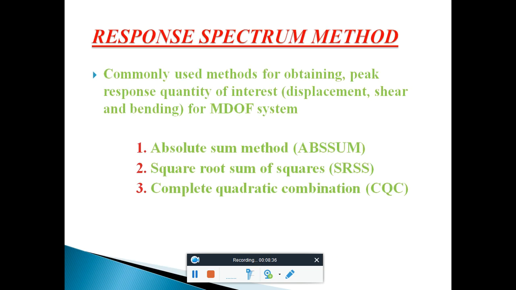In the response spectrum method there are 3 methods. Here you can see the commonly used methods for obtaining the peak response quantity of interest, that is displacement, shear and so on, in a building for a multiple degree of freedom system. There are 3 methods for calculating the peak response: the absolute sum method, square root of sum of squares, and complete quadratic combination. You might have heard of these methods. These methods are used to obtain the peak response.